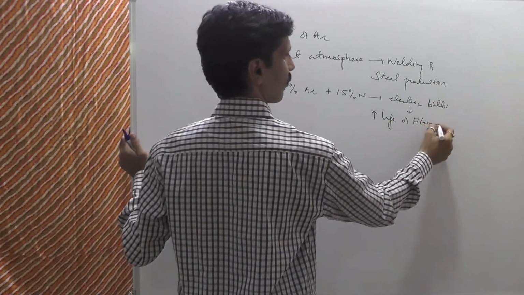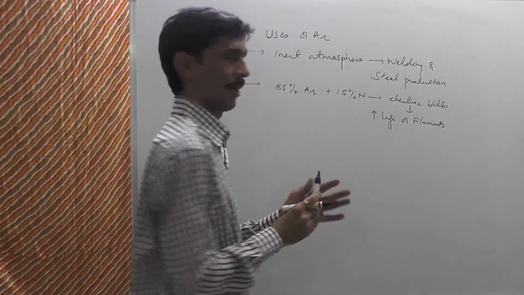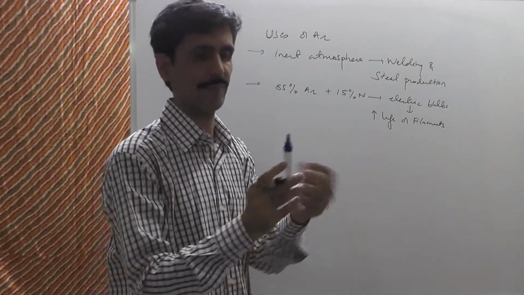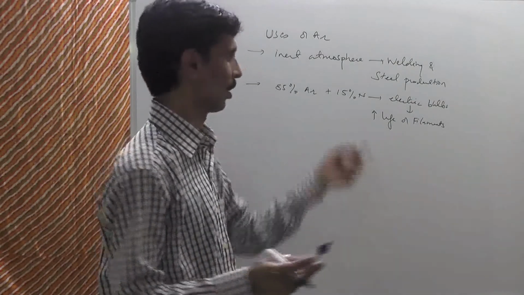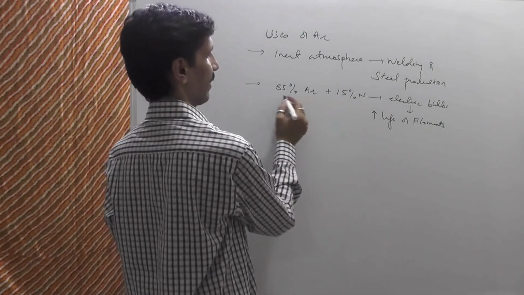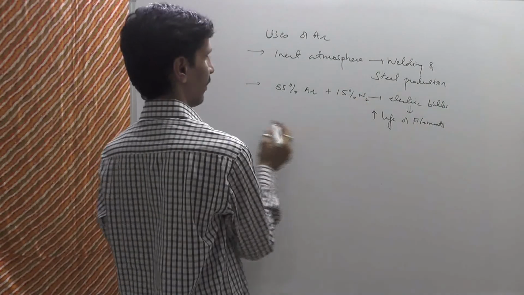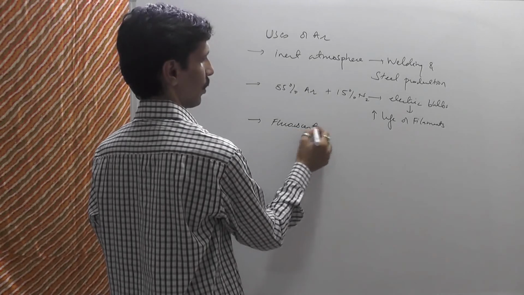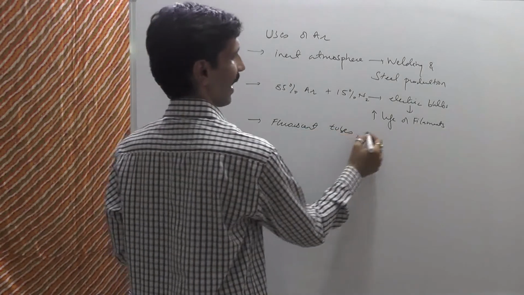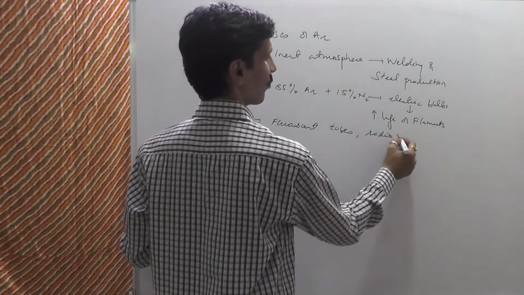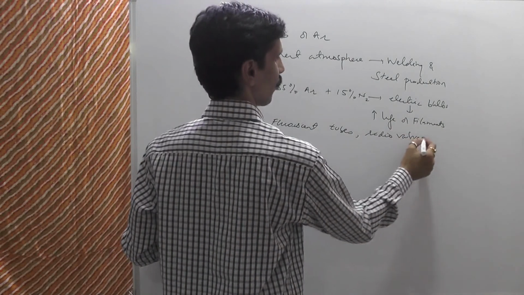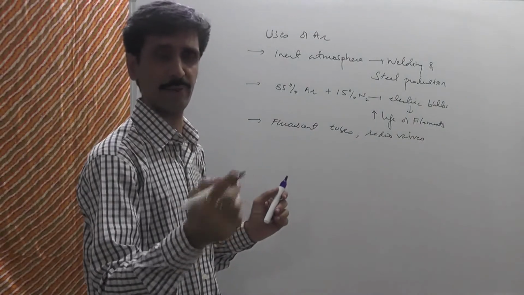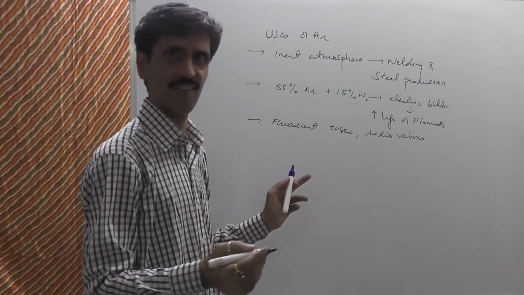Okay, bulb mein filaments hota hai, shayad aapko malum hai, aur filament agar strong hai to wo bulb zyada der tak chalta hai, agar filament toot gaya bulb is of no use. To usme iska istemal kiya jata hai, 85% argon and 15% is nitrogen. They are being used in fluorescent tubes as well as radio valves. Okay, इसमें argon gas को भरा जाता है, and thereby the effectiveness of this increases.